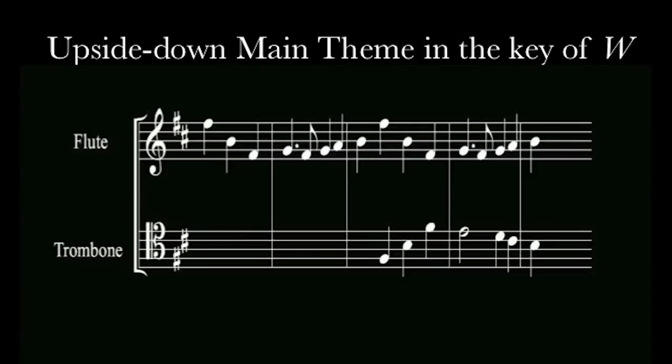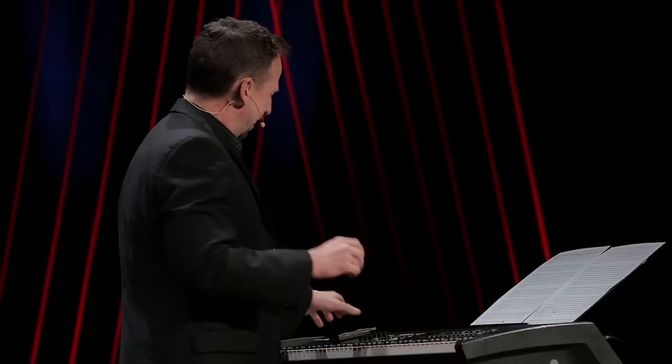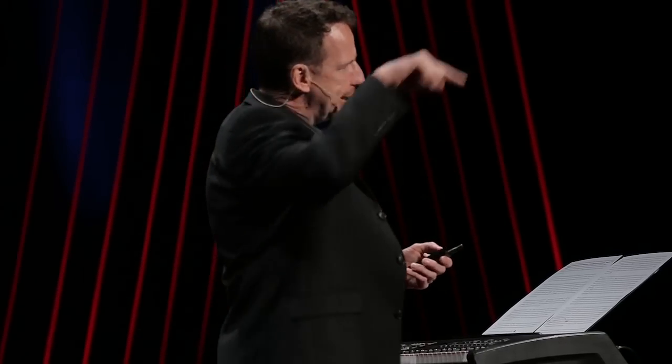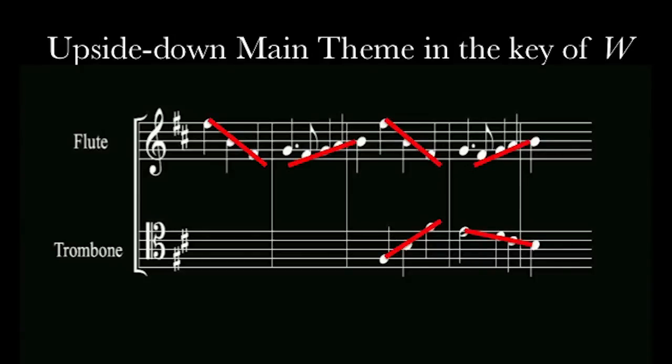Now, to point out that this is an upside-down version of the original theme, the trombones are going to give that original theme so that we can hear them moving in mirror opposition. Now, if we start to think of these pitches not as just individual pitches, but tracing a basic shape, that would start to look like something like this. All right, so that we can focus on the shape, let's get rid of the notes and the staff.